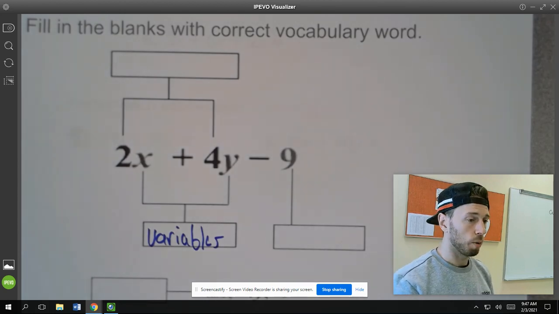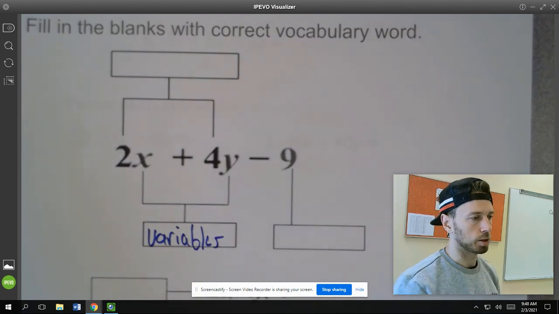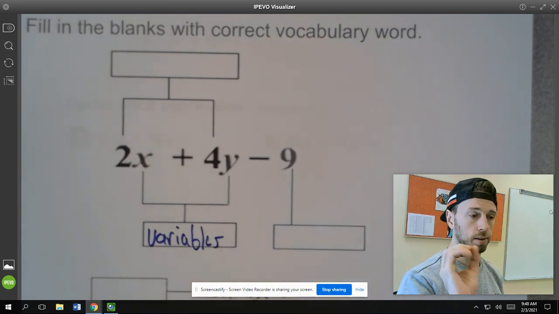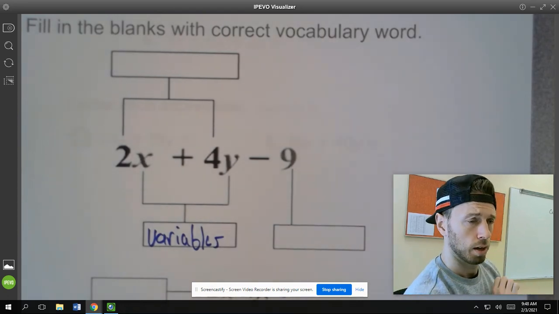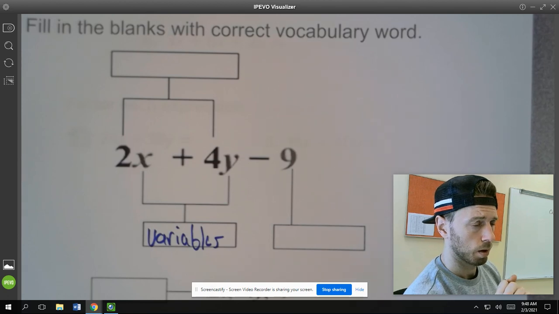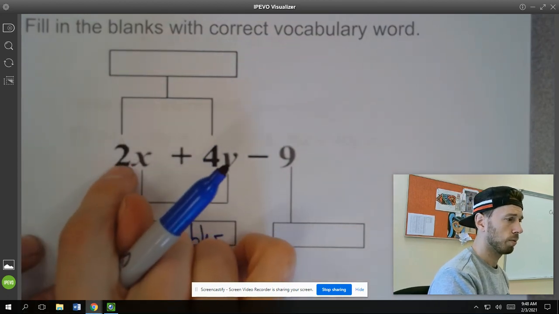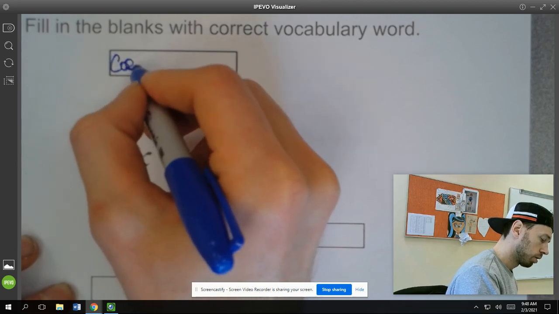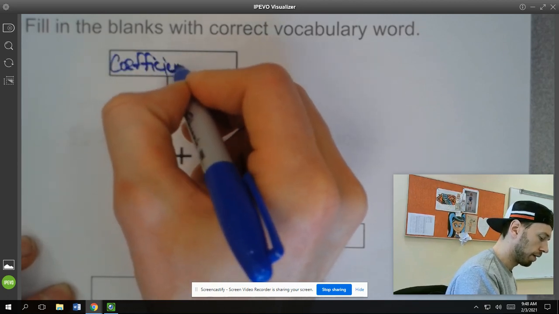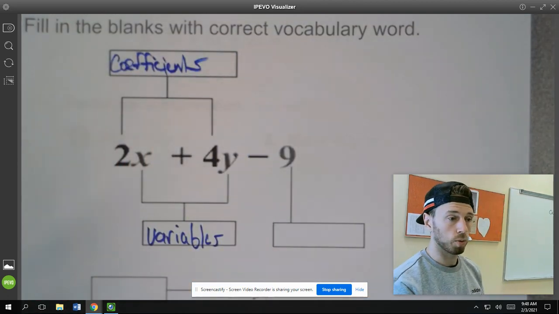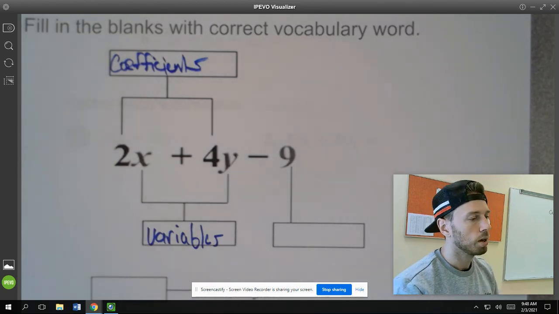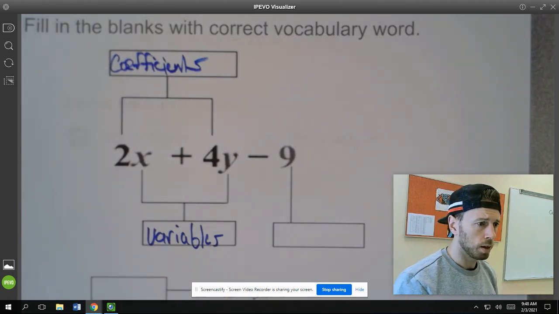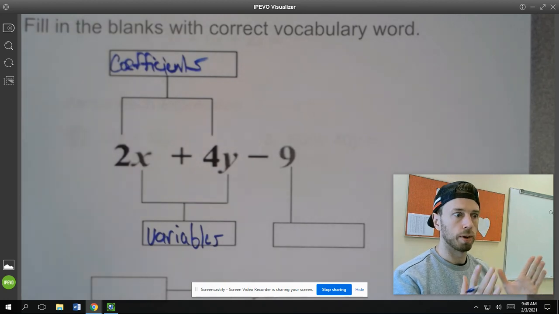Are there any coefficients in this expression? Remember, a coefficient is the number that is directly in front of a variable. And in this expression, there are 2 coefficients. The coefficients are 2, which is right here in front of the x, and 4, which is right here in front of the y. We call those coefficients. And we found out that those were important words. That's an important word because when we go to combine like terms, we need to know what those numbers are, right? So we put them together.